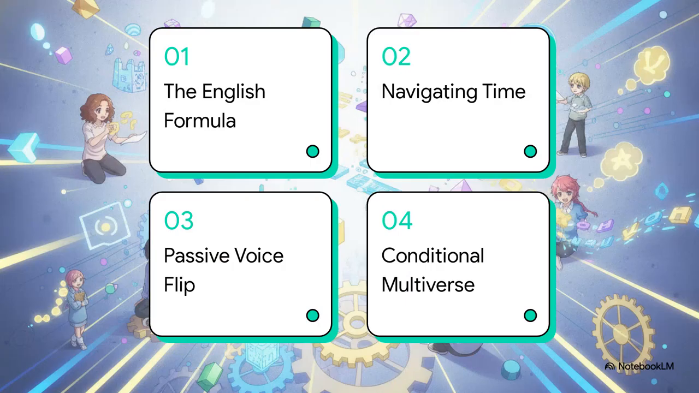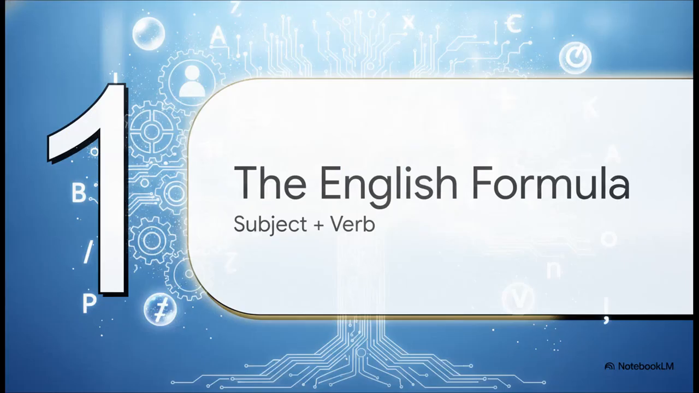Here is our roadmap for today. We're going to cover 1. The ultimate English formula, 2. Navigating through time, 3. The passive voice flip, and finally, 4. The conditional multiverse. All right, starting things off with Section 1, the ultimate English formula.